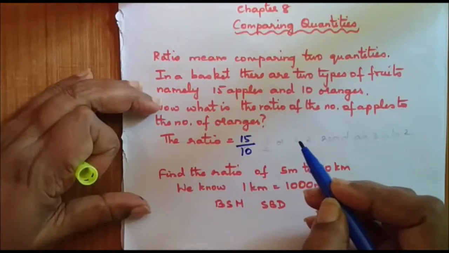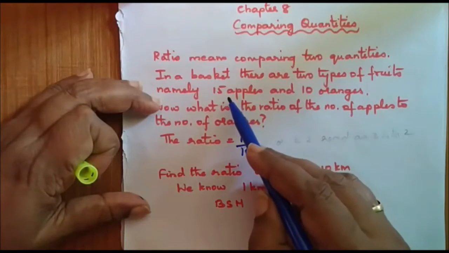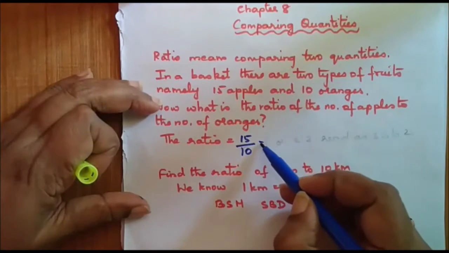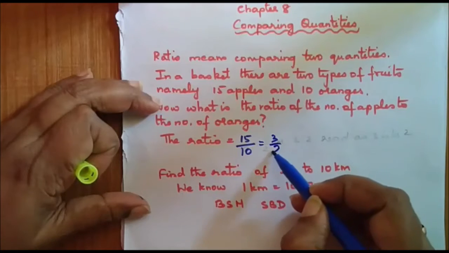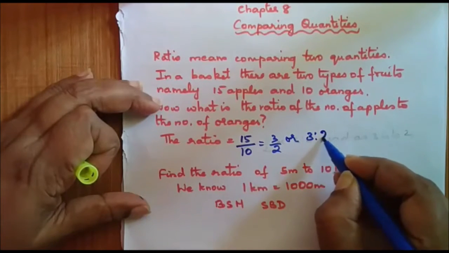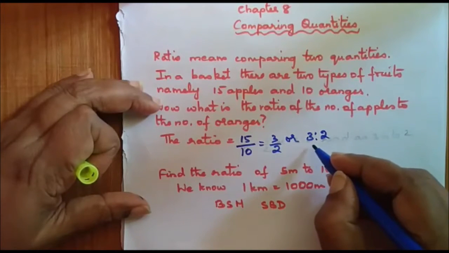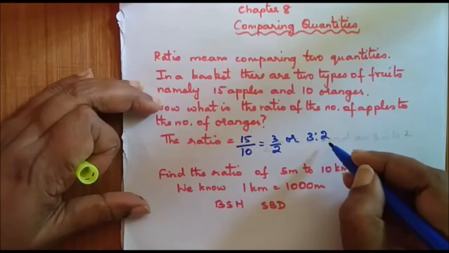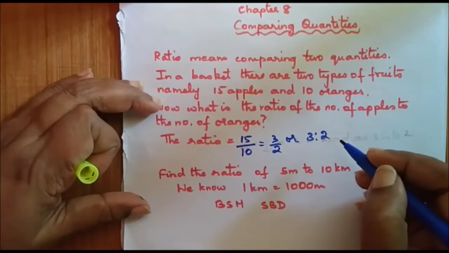I hope you get it. So I've been asked apples to oranges, so it is 15 by 10, which is equal to 3 by 2, or in other words 3 is to 2. How do we read 3 colon 2? We read it as 3 is to 2. I hope you understand.